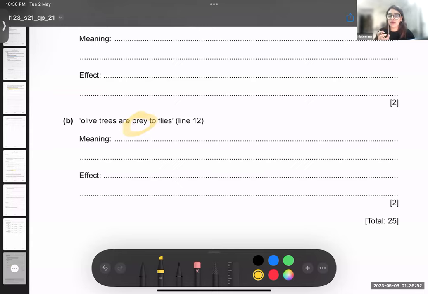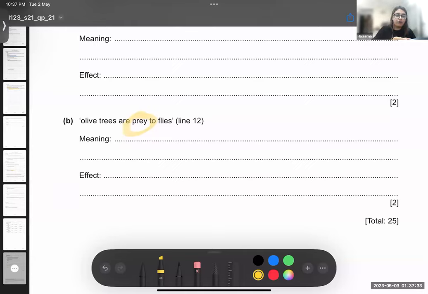So for any word, you can talk about how we're trying to imply a certain meaning by using it. The idea here is that the author is trying to say that the trees have no chance in front of the flies, because that's what a prey actually implies. The prey does not have a chance of survival in front of a predator unless it is rescued by someone else. And that analogy is what's being used here. And so you simply highlight the idea that the olive trees were either weak in front of flies, or defenseless, or vulnerable, all right? And that literally wraps up your 25 marks, all right?